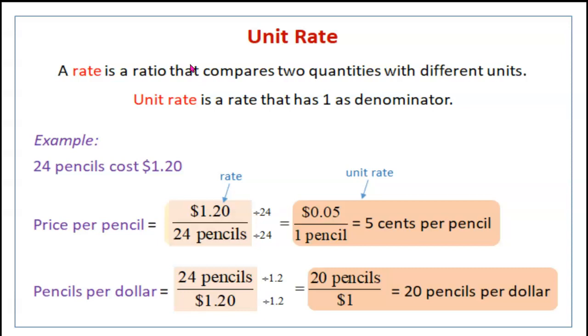Unit rate. A rate is a ratio that compares 2 quantities with different units. A unit rate is a rate that has 1 as the denominator. We know that unit rates can be found by using division. For example, 24 pencils cost $1.20. We can find the price per pencil by dividing $1.20 by 24. That will give us 5 cents per pencil. We could also find the pencils per dollar by dividing 24 by $1.20. That will give us 20 pencils for $1.